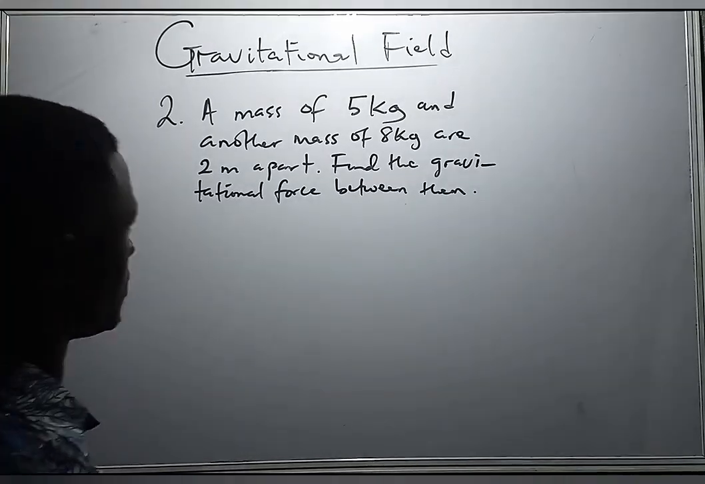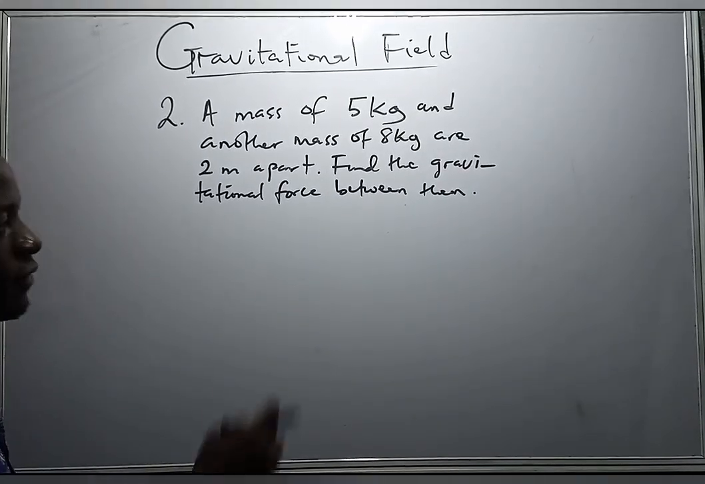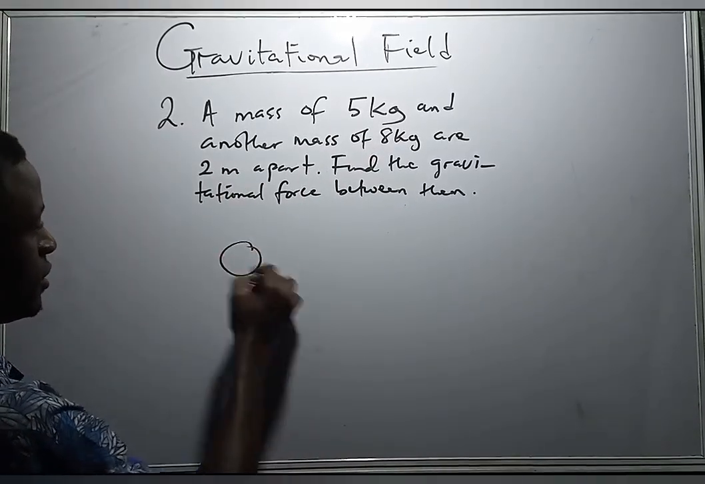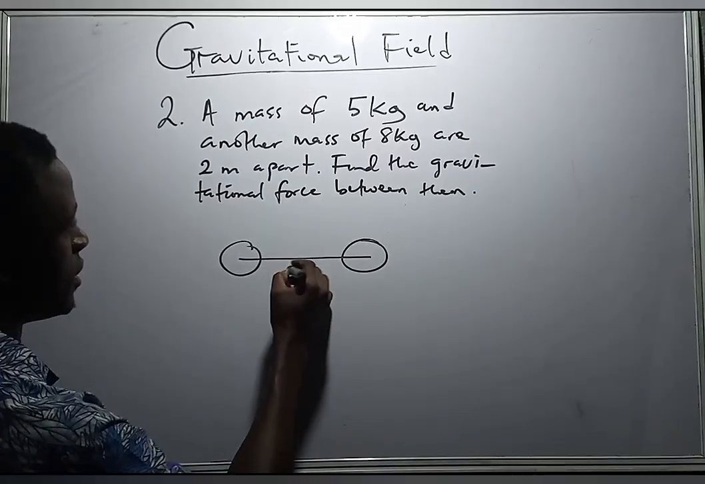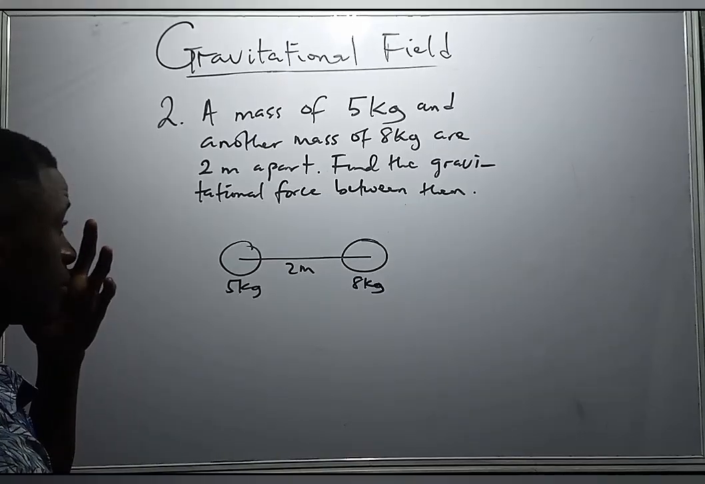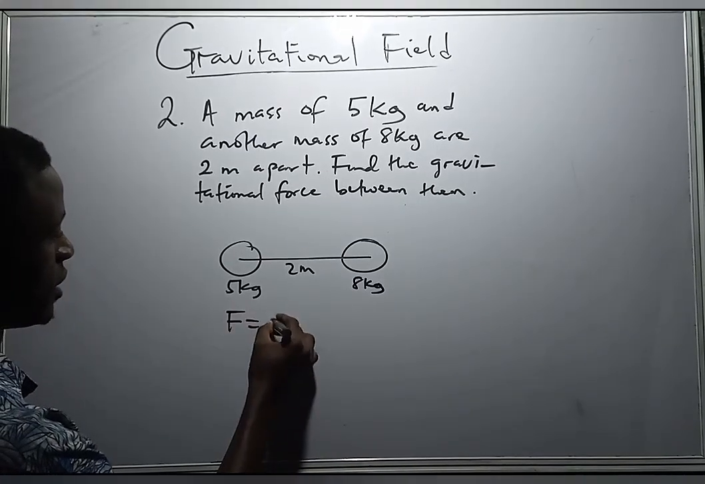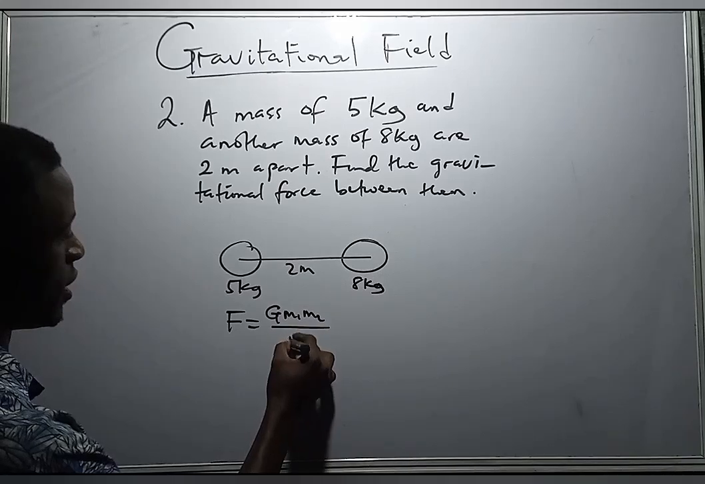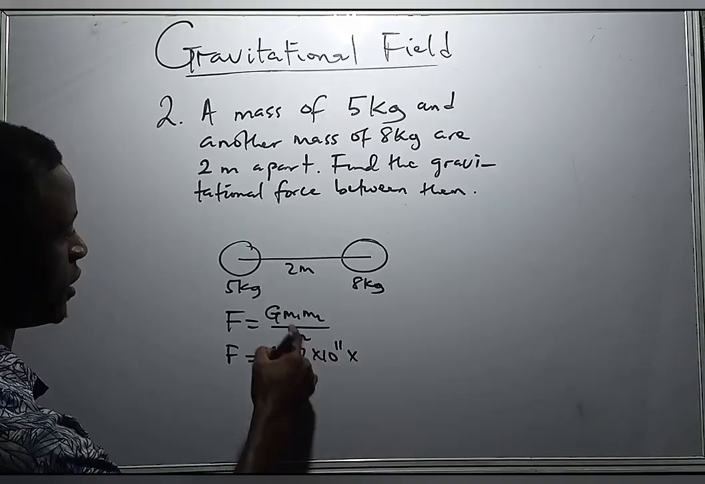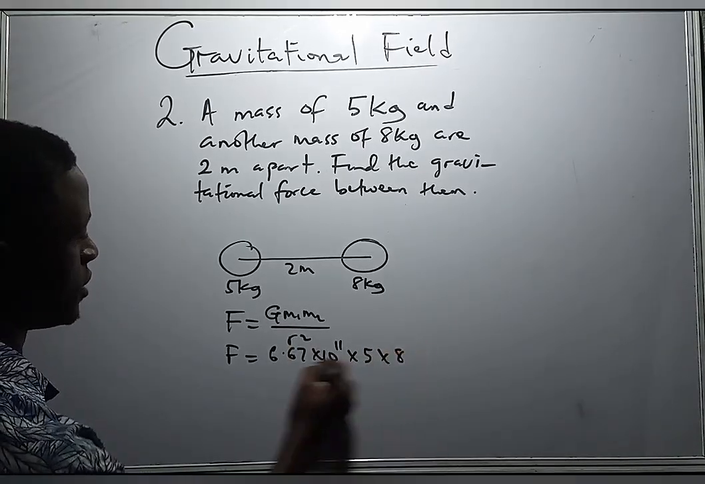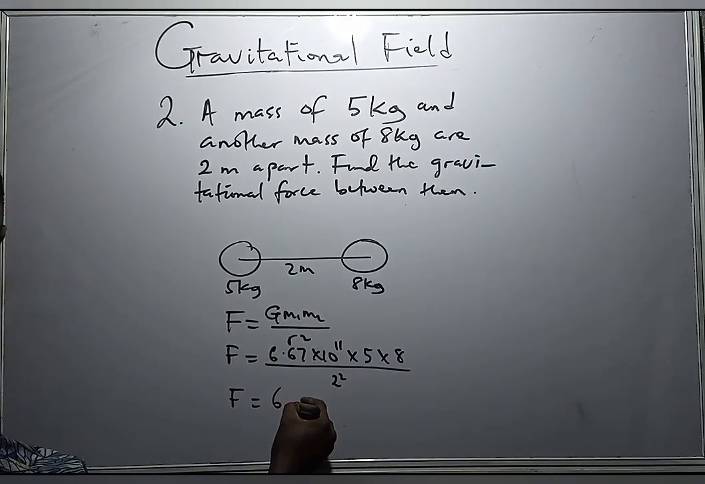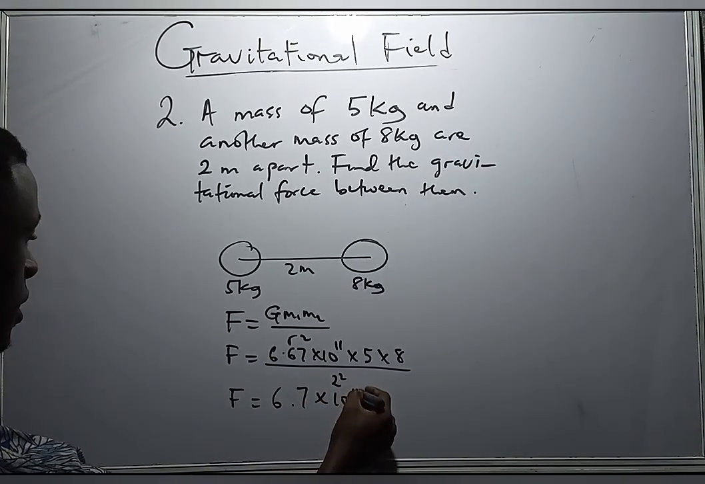Now, here is the second question. It says a mass of 5 kilogram and another mass of 8 kilogram are 2 meters apart. So this is the first mass and this is the second mass. They are 2 meters apart. One is 5 kg, the other one is 8 kg. Find the gravitational force. We are using the same formula, m1 m2 over r squared. So F is equal to 6.67 times 10 raised to power negative 11, times m1 which is 5, times m2 which is 8, all over the distance between them, squared. If you do that, you are going to get 0.7 times 10 raised to power negative 11 Newton.